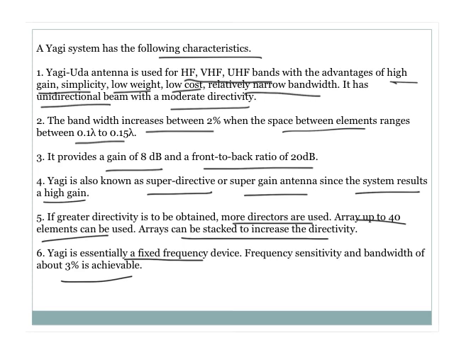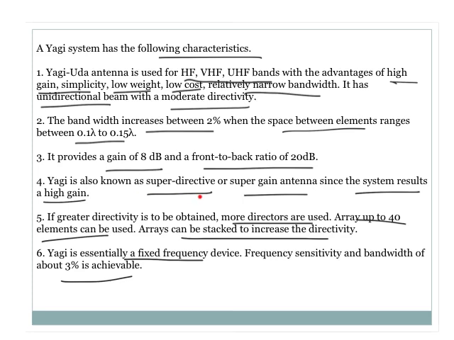Let us repeat the characteristics. The Yagiuda antenna is used for high frequency, very high frequency and UHF bands, with the advantages of high gain, simplicity, low weight, low cost, relatively narrow bandwidth, and a unidirectional beam with moderate directivity. The bandwidth increases by 2% when the spacing between the elements ranges between 0.1 lambda and 0.15 lambda. It has a gain of 8 decibels and a front to back ratio of 20 decibels.